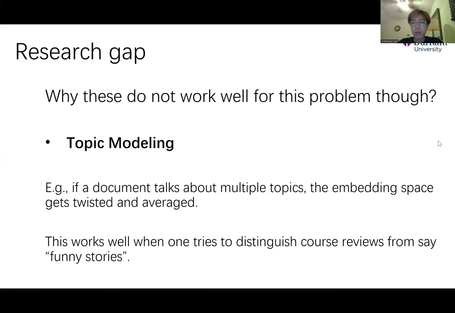When it comes to topic modeling, if a document talks about multiple topics, as we're currently using semantic embedding in solving relevant problems, the embedding space gets twisted and narrowed. Say, if a document talks about course quality, the programming language it uses, and probably quizzes, gamification, there are different aspects, and it twists the embedding of the whole document. And so when it comes to clustering or classification, the embedding won't work very well when it comes to representing the aspect level information that these documents are talking about.